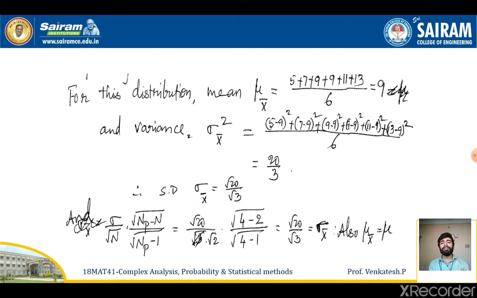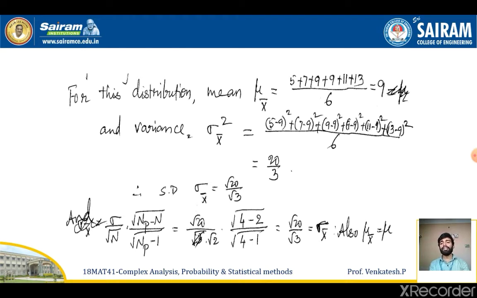Now I am going to estimate the variance of the sample means. Sigma x bar square is equal to, again, subtracting the mean value from each value: 5 minus 9 whole square plus 7 minus 9 whole square plus 9 minus 9 whole square plus 9 minus 9 whole square plus 11 minus 9 whole square plus 13 minus 9 whole square, divided by 6. It is equal to 20 by 3. So sigma x bar is the square root of 20 by the square root of 3. Now I want to verify this with the actual standard deviation.